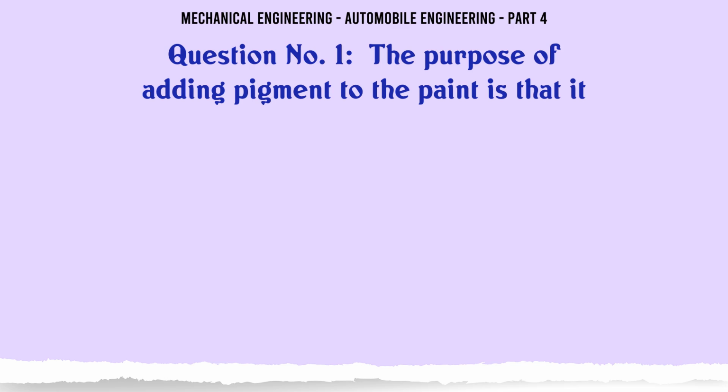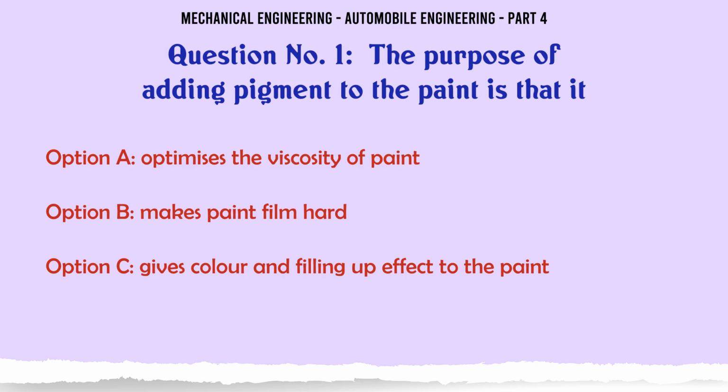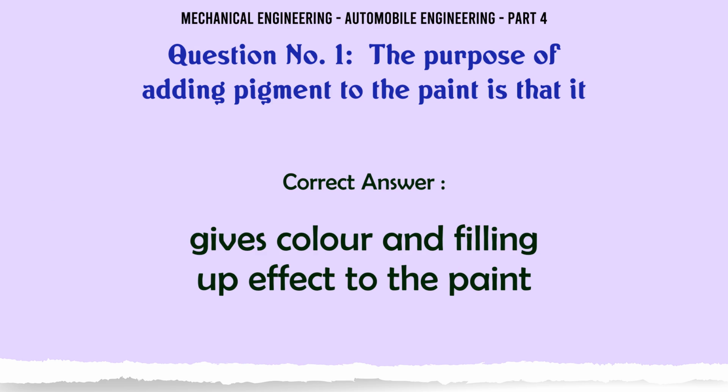The purpose of adding pigment to the paint is that it A. optimizes the viscosity of paint. B. makes paint film hard. C. gives color and filling up effect to the paint. D. none of the above. The correct answer is gives color and filling up effect to the paint.